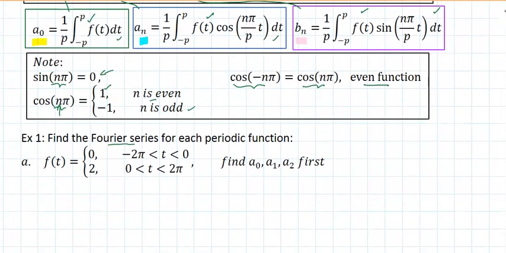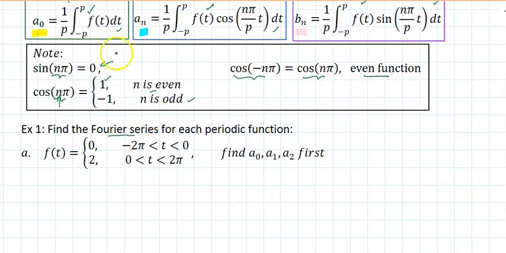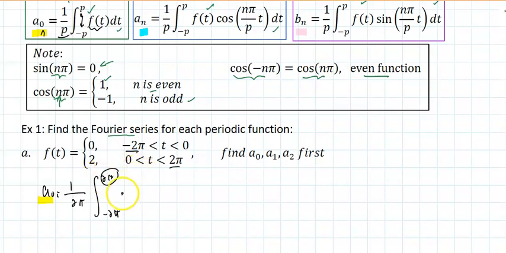So when I look at the first problem, obviously we're running from negative 2 pi to 2 pi, so the period is 4 pi and p is 2 pi, half of that. To find a sub 0, let me stick with the coloring underneath. A sub 0 is 1 over p, and we're going to integrate from negative 2 pi to positive 2 pi of f of t dt. What's f of t?